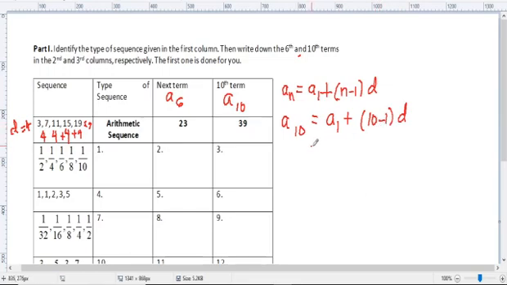So, a sub 1 is again 3 plus 10 minus 1 is 9 times d is 4. So, 9 times 4, 36, plus 3 equals 39. So, yun. Kaya naging 39 yung a sub 10. So, yun lang para paano mag-solve ng nth term ng isang arithmetic sequence.